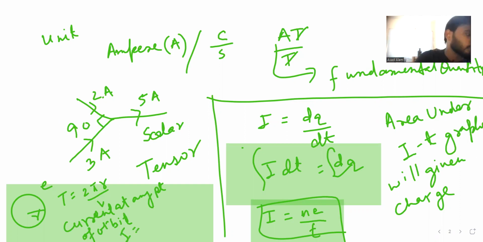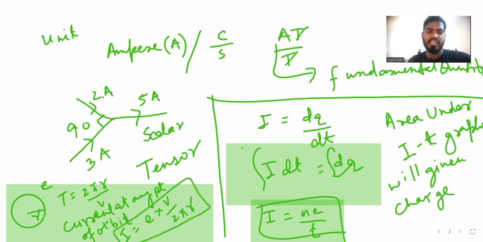So that is going to be I is equal to the charge flown in 1 second, charge into the frequency. The charge here is the electron charge, right? And the frequency is just the opposite of the time period, so V by 2 pi R. Yes, this is going to be the current when the electron is revolving.